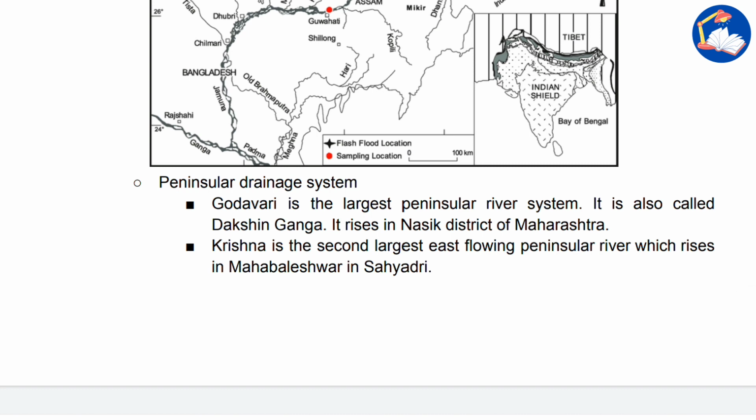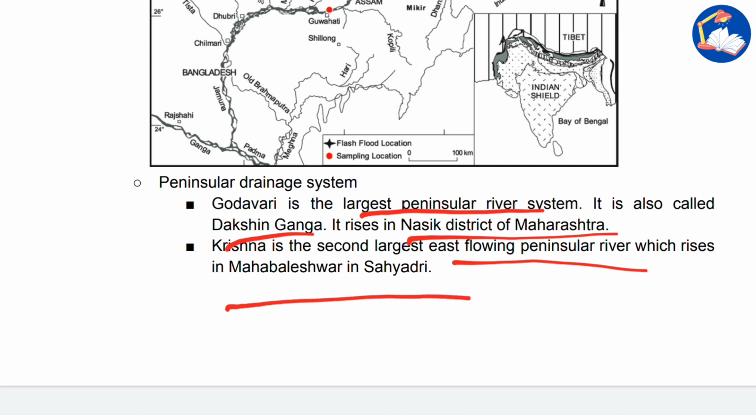Now the Peninsular Drainage System. We are coming to the south. Godavari is the largest peninsular river system. It is also called the Dakshin Ganga. It rises in Nasik district of Maharashtra. Krishna is the second largest east flowing peninsular river, which rises in Mahabaleshwar in the Sahyadri. So the largest peninsular river is Godavari and the second largest is Krishna.